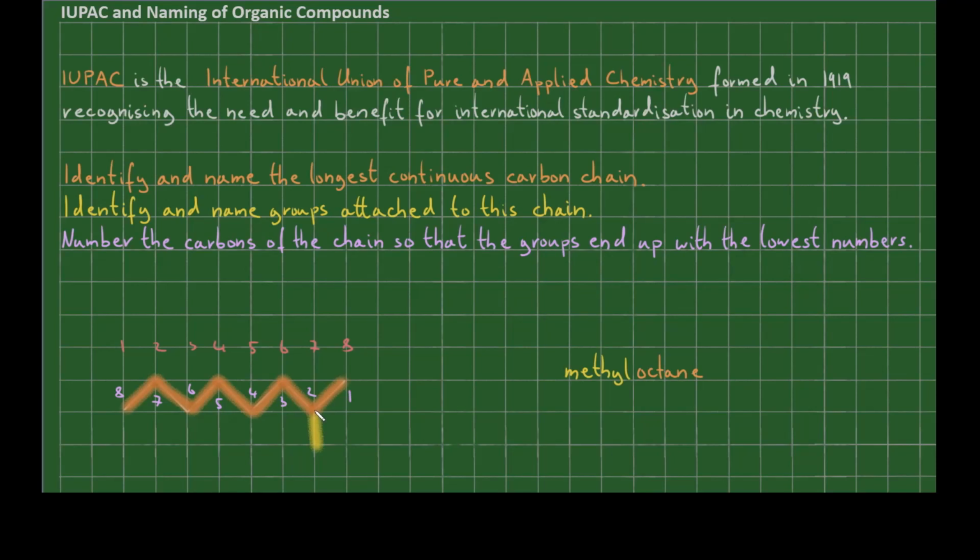The rule is telling me to number the chain so that the group, in this case methyl, ends up with the lowest number. This means I'm going to go with the purple set of numbers. And so my methyl is on carbon number 2. Finally, at least in this case, I could say that the name of this compound is 2-methyl octane. I have a methyl group on carbon number 2 on an octane.